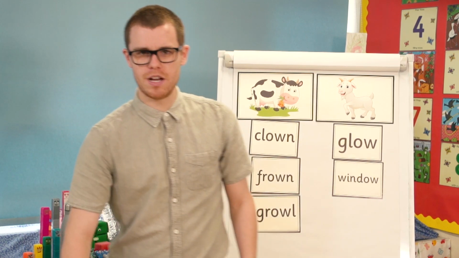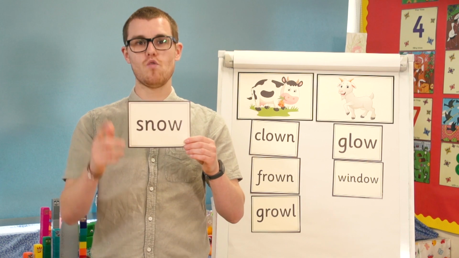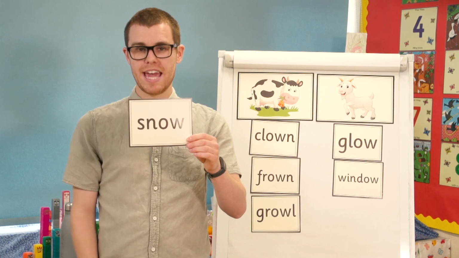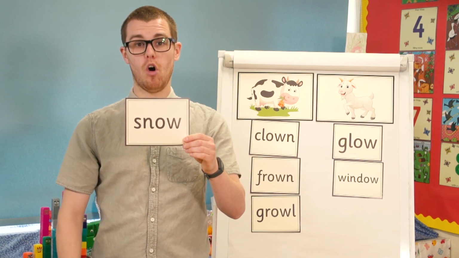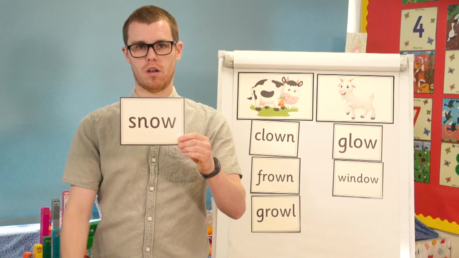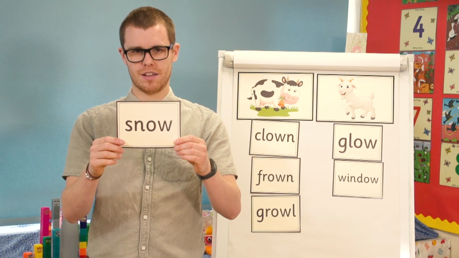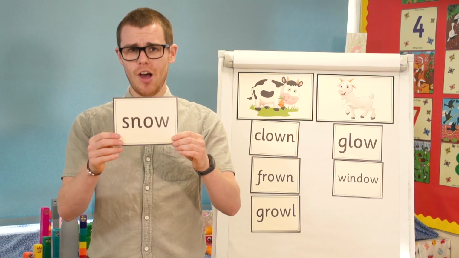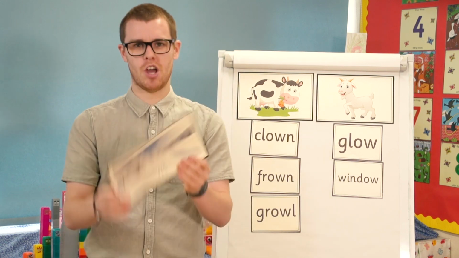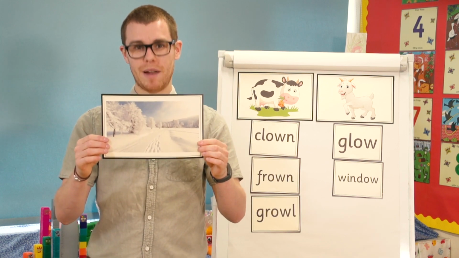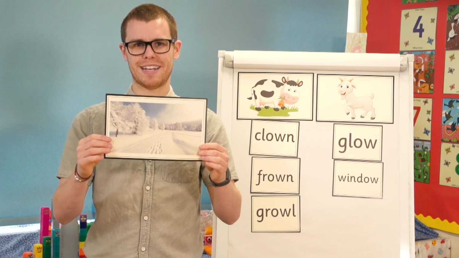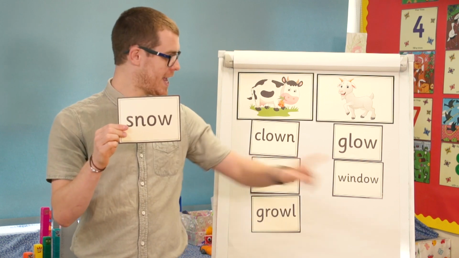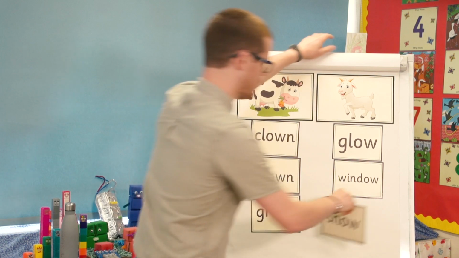Let's look at another word. Here it is. Read the word. O or ow? Help me work it out. Is it ow or o? Well, snow doesn't sound right, so it must be snow. Here's some snow. It's fun to play in the snow and build a snowman. Snow ends with O, so I'm popping it here, under the goat.